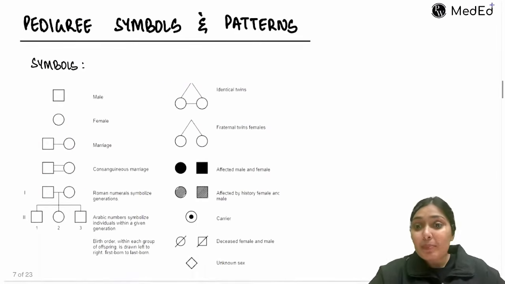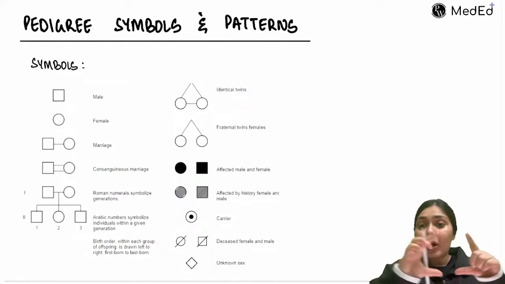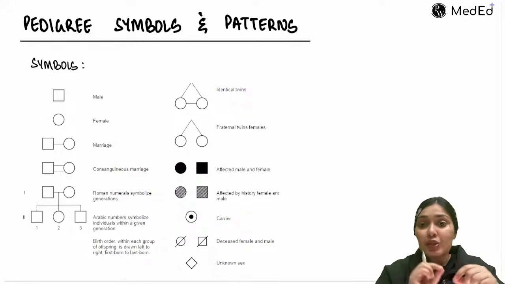Then comes the pattern that is going to be asked in your Viva exam. They can give you a pedigree and ask you to interpret about it. So firstly, let's start with the basics.